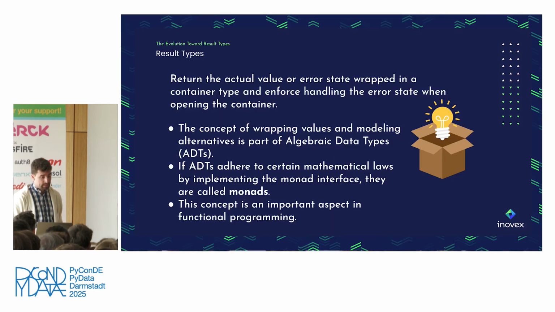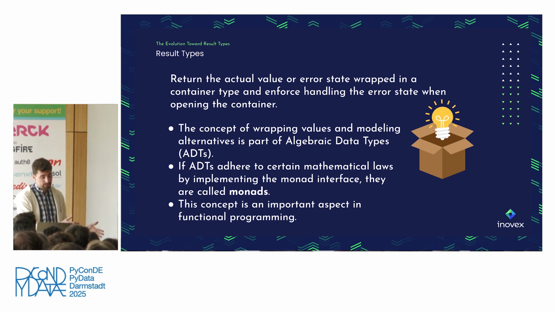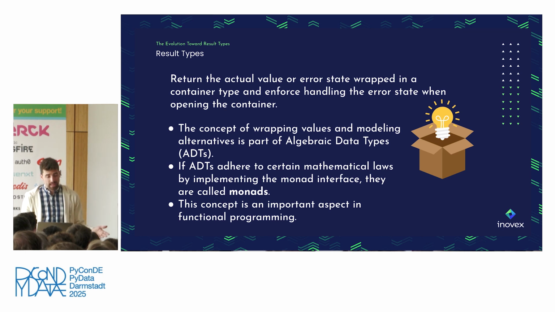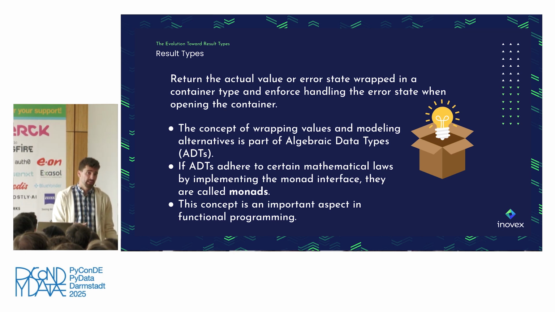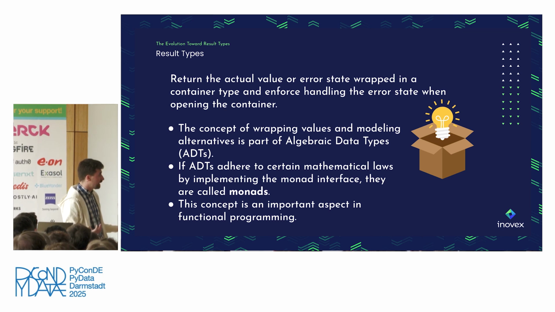So what is a result type? It's a really, really simple idea. It's the idea that you have a kind of box, and if your function returns a value or some kind of error, then you put either the value or the error state in a box, and then you hand the box around to the person calling you. And this person has to open the box, and while opening the box, if there's an error in it, you can enforce handling the error, or someone opens the box and there's the value in it and everything is fine.